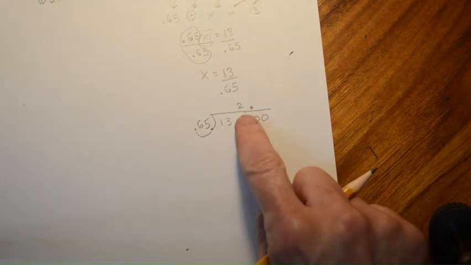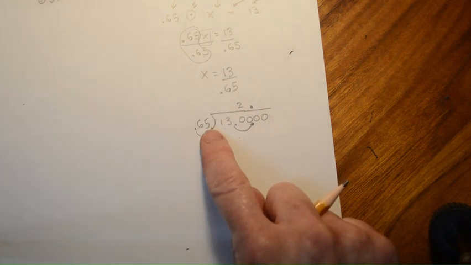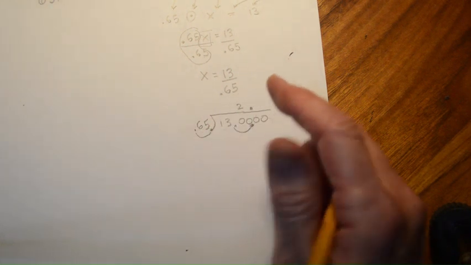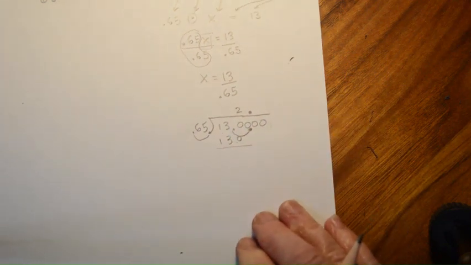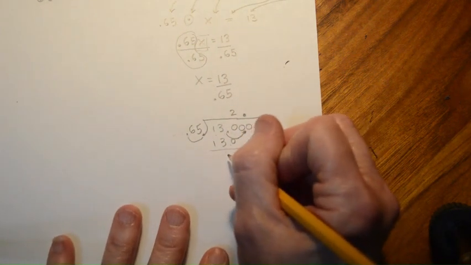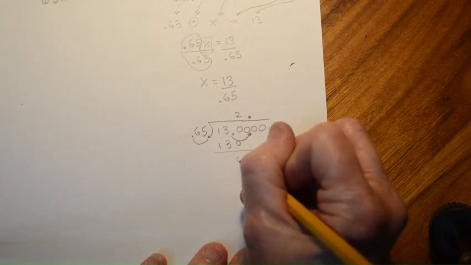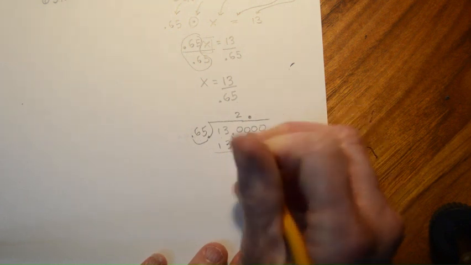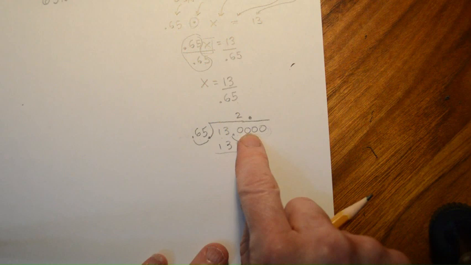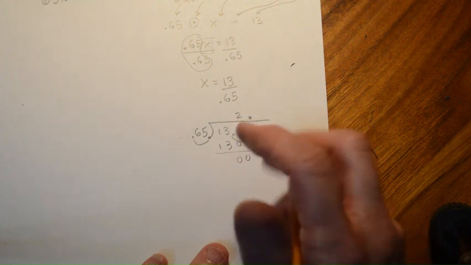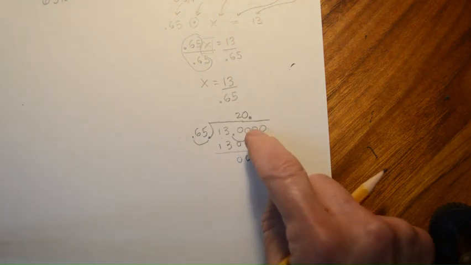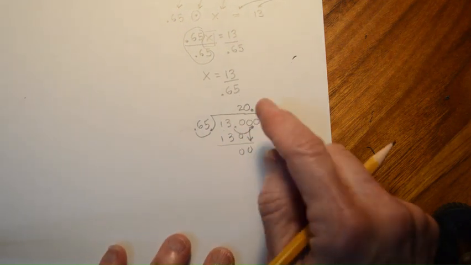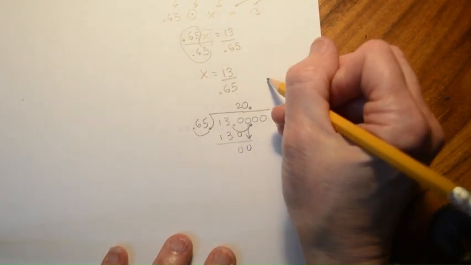All right, and so then we end up with 130, which is lovely. And so we get a 0 here. We bring down another 0. Don't forget, you need to fill in all the places up to where the decimal is. So even if this is a 0, you have to make sure that you say 20, not 2. All right, so that we end up with x equals 20.